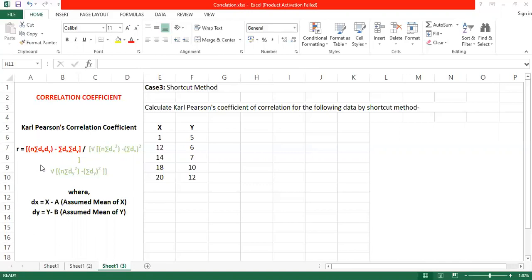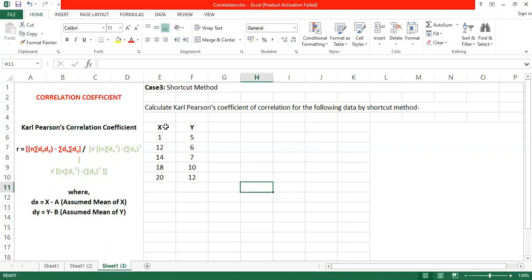So Karl Pearson's correlation coefficient, as we know, is denoted by small r, and this is our formula. In our formula, a few new things are appearing which were not there in our last two formulae. First is dx. Dx is actually the deviation, right? What deviation? X minus a, where a is an assumed mean. Similarly, dy stands for a deviation in y and is defined as y minus b, where b is the assumed mean of y.